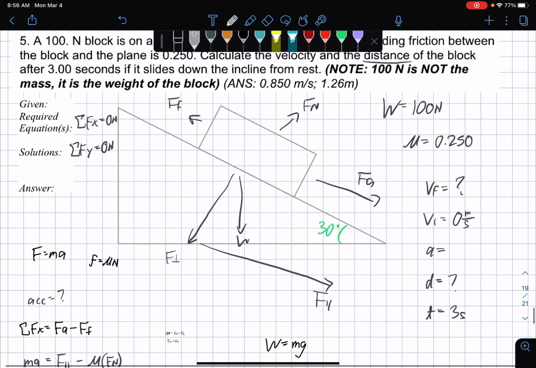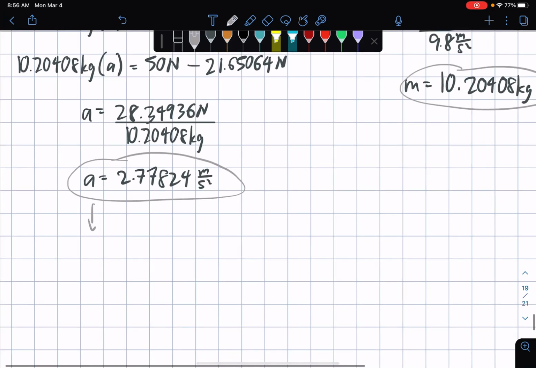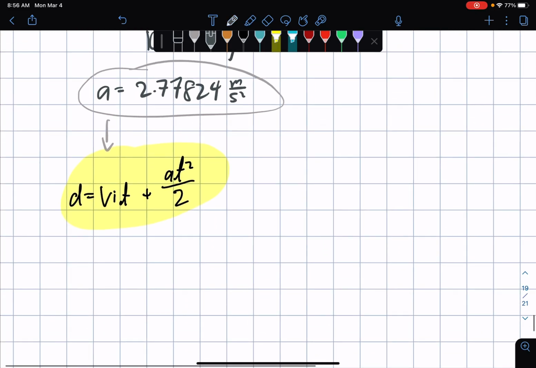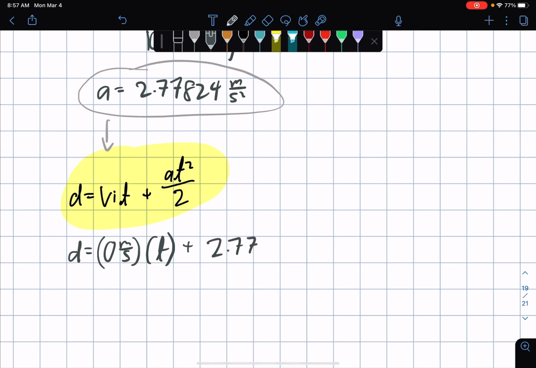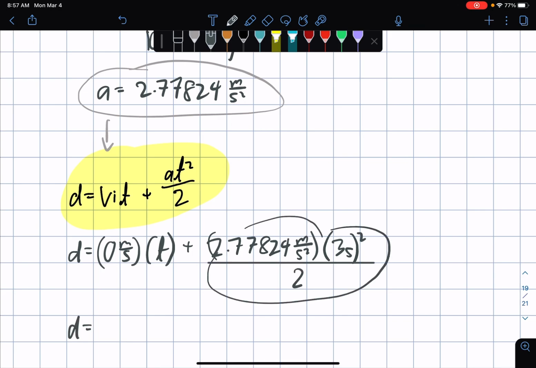Now, from there, we have to look for distance. So distance, again, is one of the missing values that we have to look for. D is equal to VIT plus AT raised to 2 over 2. I've already introduced this formula in my previous videos, so I think it's easy to follow. VI is 0 meters per second. Time, so this will be 0 later afterwards. A is 2.77824 meters per second squared. And then time is said to be 3 seconds, based on what was read earlier. So, from here, this entire thing is equal to 12.50208 meters.